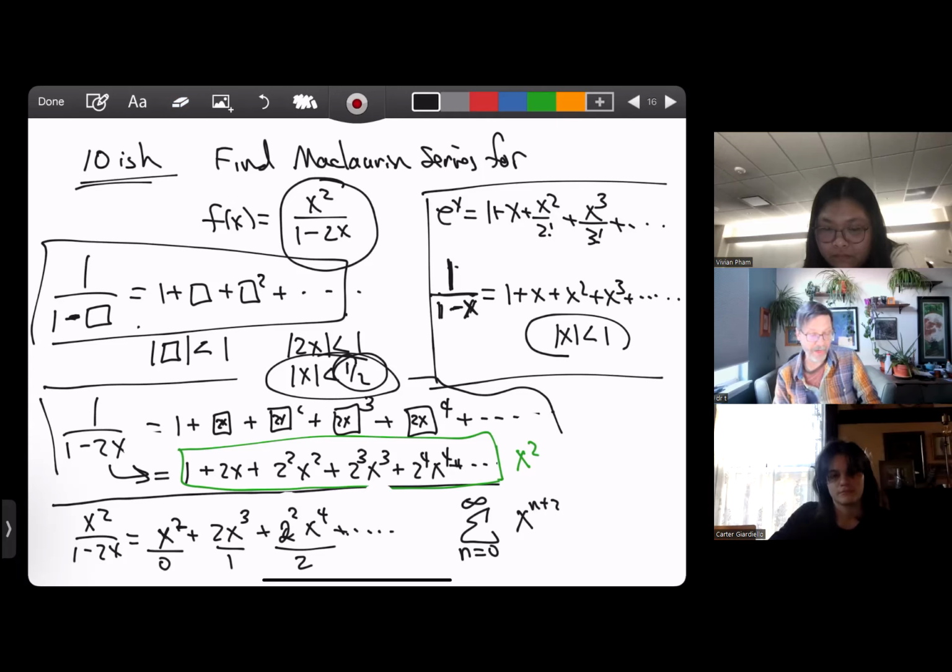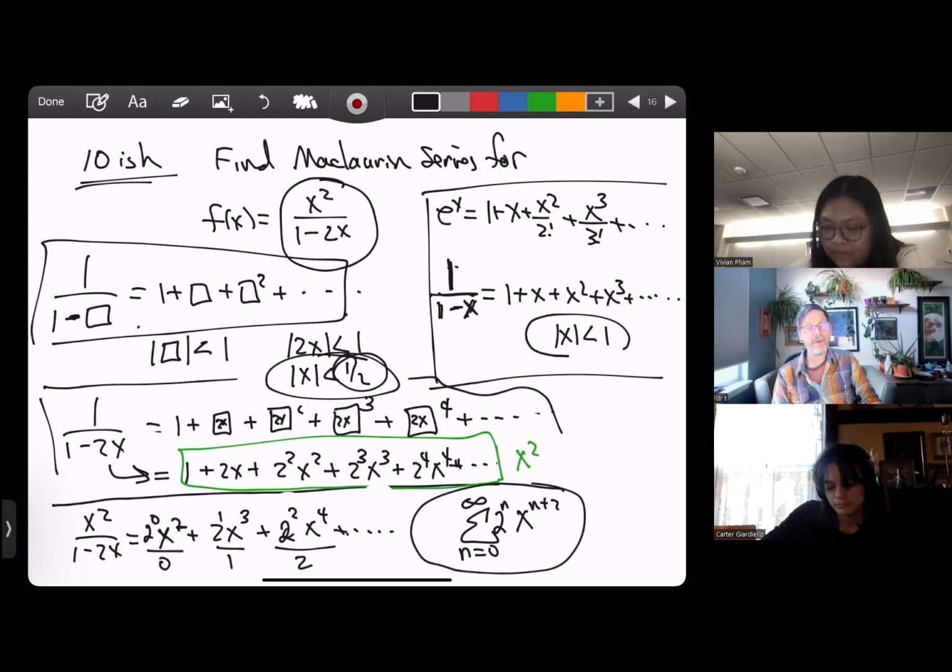When it was 1, it was x cubed. When it was 2, it was x to the 4th. So just add 2 to that index. And then the thing in front is a power of 2. So actually it looks like 2 to the n, right? Because this is 2 to the 0, this is 2 to the first. So that worked out pretty slick. So this is what they're looking for, I think, in that first one. Something like that anyway.